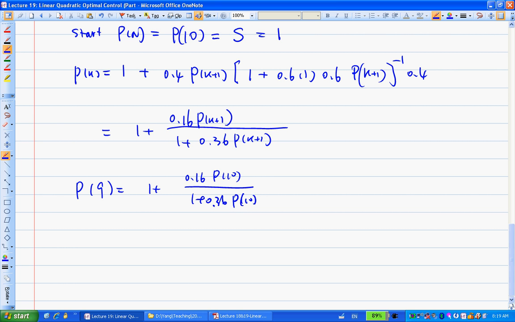Right? So plug this 1 in here. Use your calculator, see what you get. Oops, I don't have a calculator here. Yeah, because I changed my question here, so I don't know the answer now. So similarly, calculate P of 8.